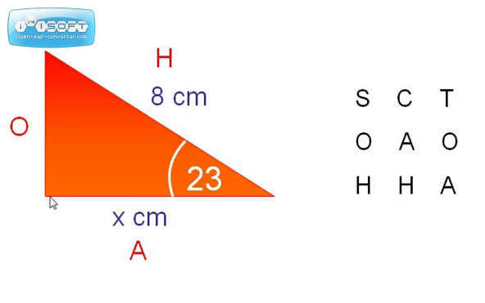So, as you can see, the question has nothing to do with this opposite, so I'm just going to cross that out, and we are left with A, the adjacent, and H, the hypotenuse. Which one of these, sine, cosine, or tangent, has A and H in it? And we can clearly see it is the cosine.